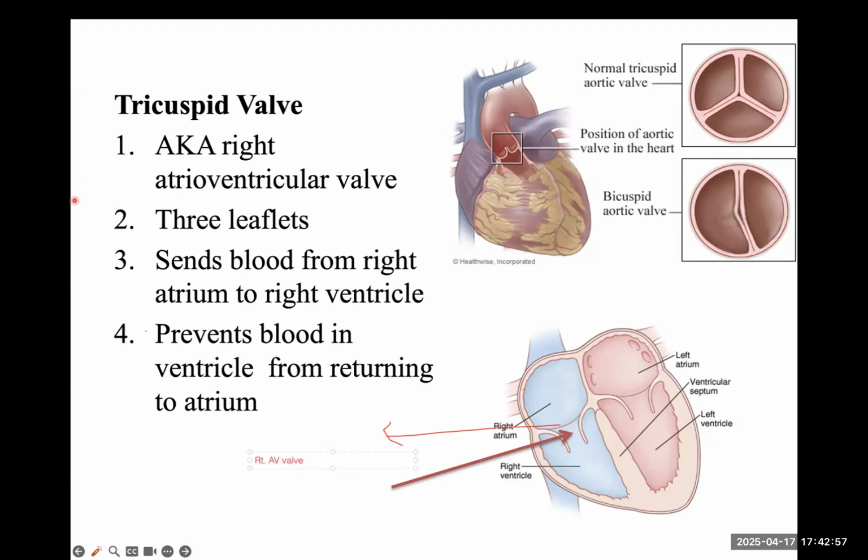That's the other name for it. So this is the right AV valve, because this is on the right side. It's between the atrium, that's what the A stands for, and the ventricle, that's what the V stands for. So the right AV valve is on this side, and you can kind of see where I'm going with this, because on the other side you have the left AV valve. So that just makes your life easier. You can remember it as the atrioventricular right AV valve, if you don't want to remember the tricuspid name.